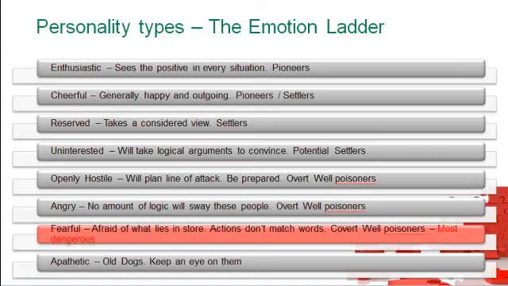And then right at the bottom you've got the apathetic people, the old dogs, just sitting there, not bothered about anything. But if they're kicked hard enough, you'll stir them into biting someone. They'll make a bit of a fight of it, and they can be a danger to the project or situation.